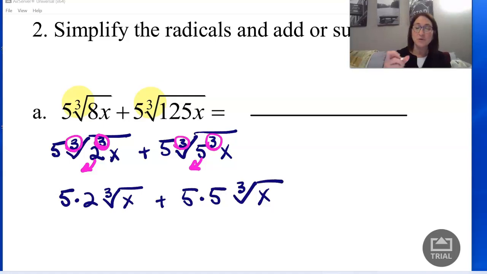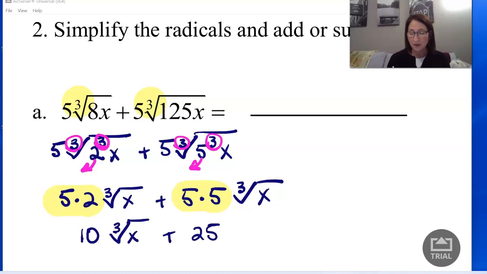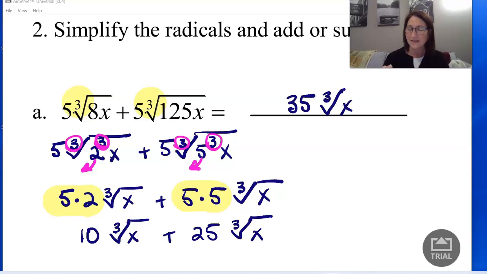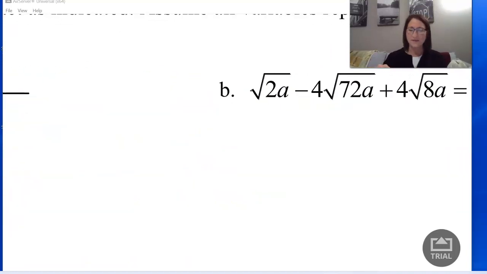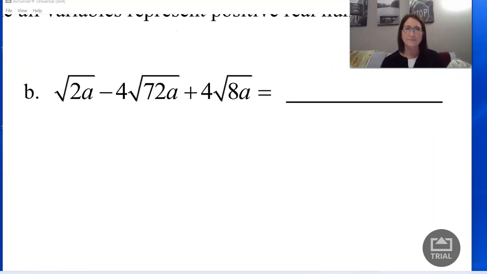All I need to do is multiply those coefficients. Okay, so that is going to leave me with 10 cube root x plus 25 cube root x. Because I have now like radicals, I can add 10 plus 25. I'm going to get 35 cube root x. Beautiful. Let's go ahead and look at another one, B.